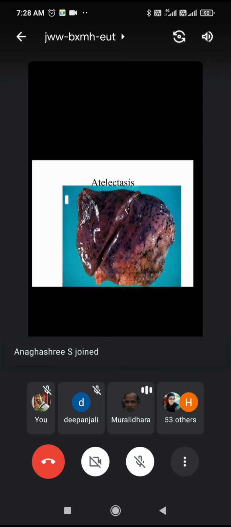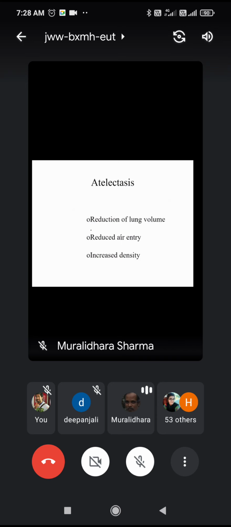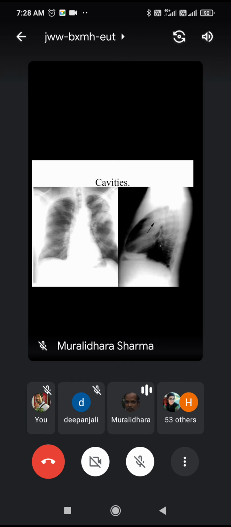Now, how do you see an atelectatic lung tissue in gross? The lung tissue will be constricted, but if you cut that area, you'll find some empty hollow area over there. That's the atelectasis. The increased density of the border area, reduced air entry and air locked in. That's the typical feature of atelectasis.